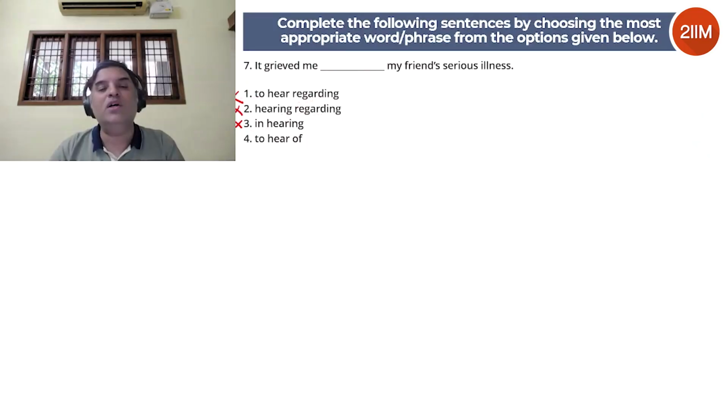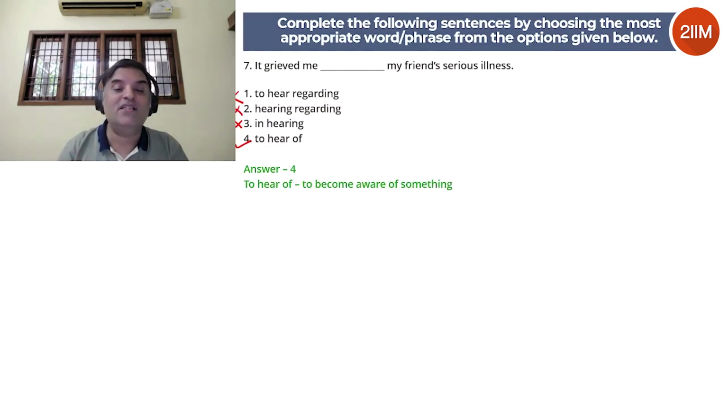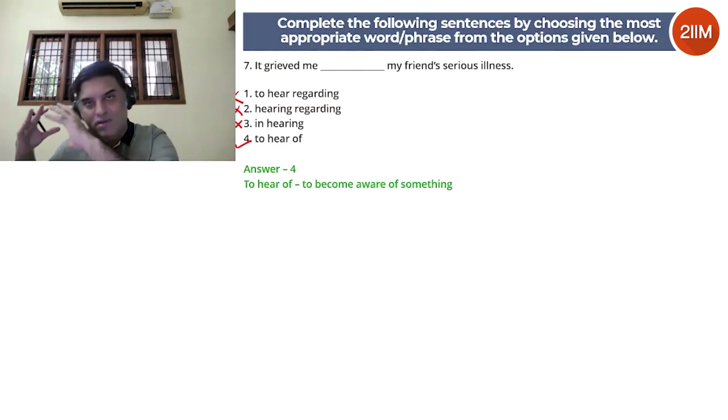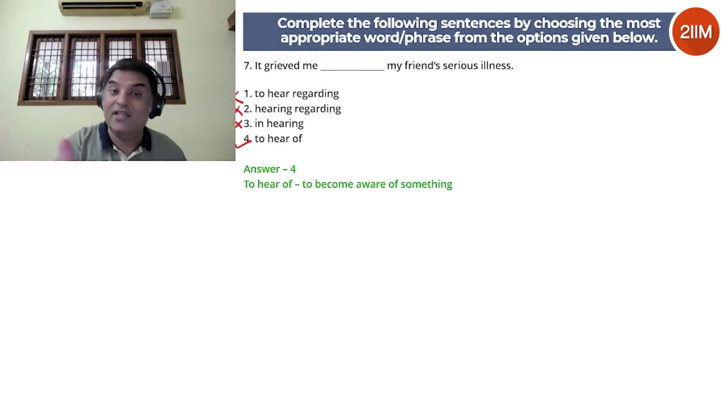The only thing that works is it grieved me to hear of my friend's serious illness. So this is absolutely correct. And that's the right way to say this sentence or write this sentence. To hear of simply means to become aware of something. Okay, so options 1, 2, 3 are just grammatically wrong. If you have read good content, or if you speak good English, then you would know that hear of my friend's serious illness is correct.